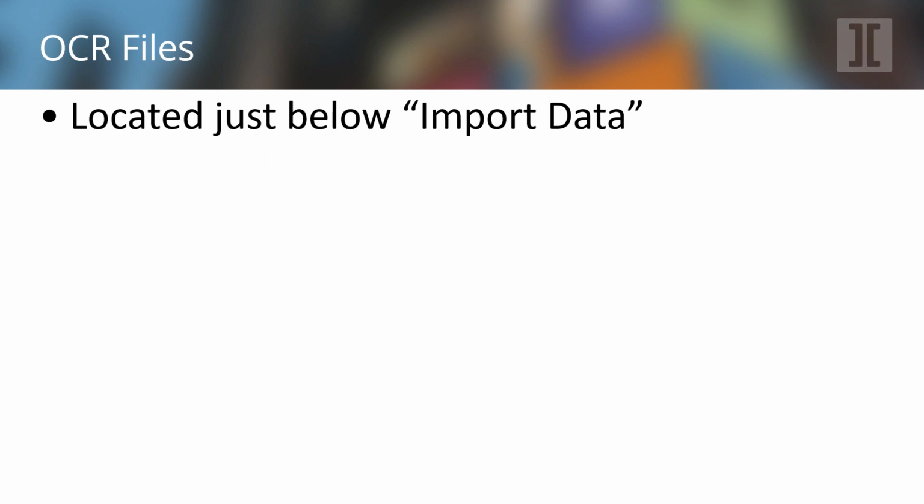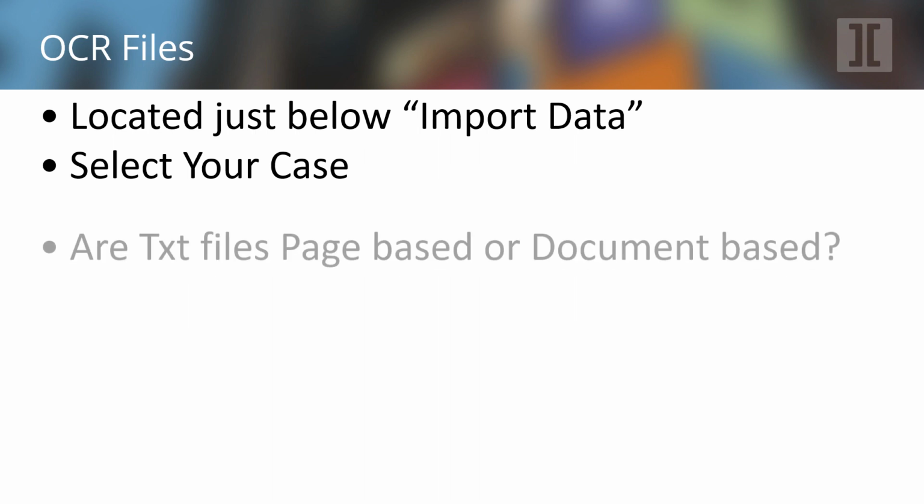If your load file did not contain a text path, Discovery Local allows you to import text or OCR files as well. Located just below the Import Data section, you'll find options that meet your text file needs, such as page-based or document-based files, their naming conventions, and where they're located.